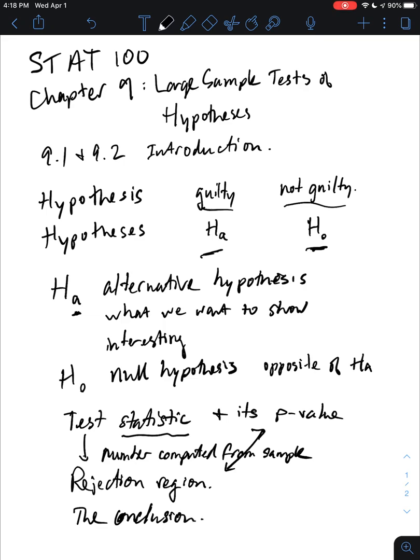And finally, another last thing here is the conclusion. You should write out a nice conclusion in ordinary language so that your boss or the general public or whoever can understand what you're trying to say. Okay, so that is the ingredients. There are typically 5 steps in a statistical test of hypothesis.